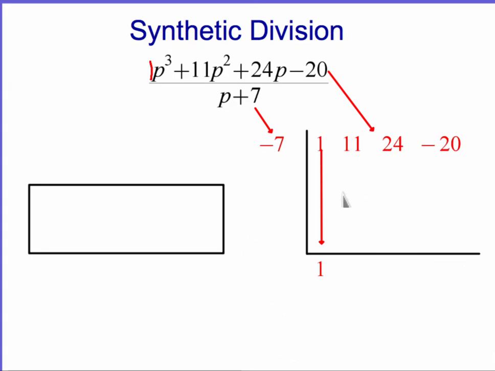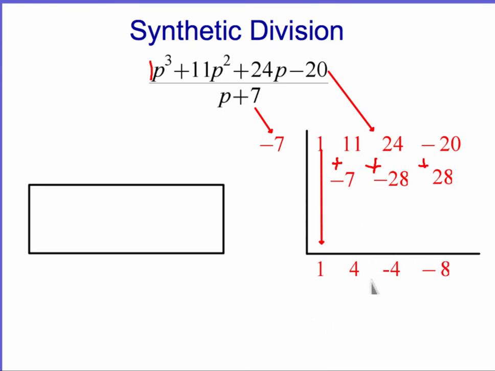Now, here's how the actual synthetic division process works. I take my outside number, negative 7, times this number at the bottom. So negative 7 times 1 is negative 7. And I put it under the next term. Now, I add these two things. So 11 plus negative 7 is 4. Then I multiply again. Negative 7 times 4, negative 28. Once again, I add. 24 plus negative 28, negative 4. Now I multiply again. Negative 7 times negative 4 is positive 28. And I add them again. Negative 20 plus 28 is 8.